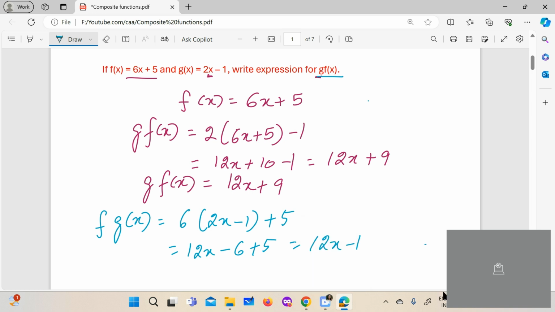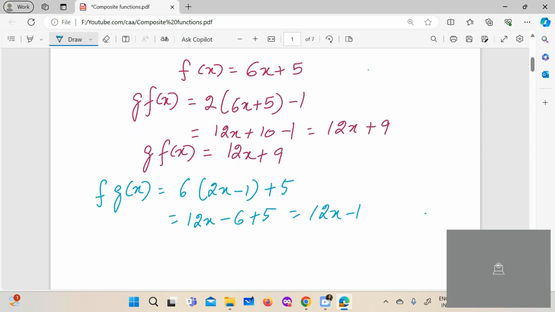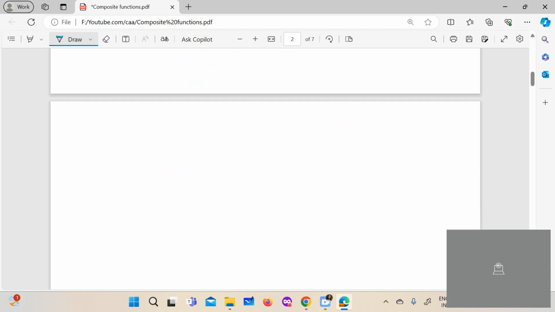So you need to practice many more questions on this topic, because this is one very important question that comes for extended paper and then international maths and all. Okay, let's see one more problem.